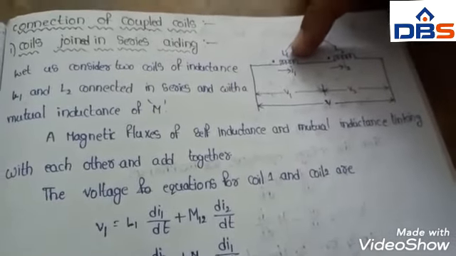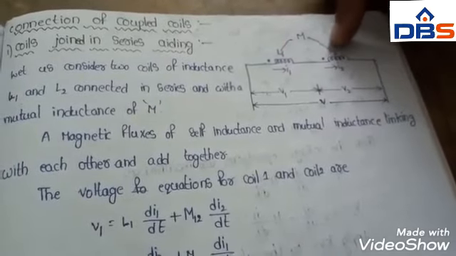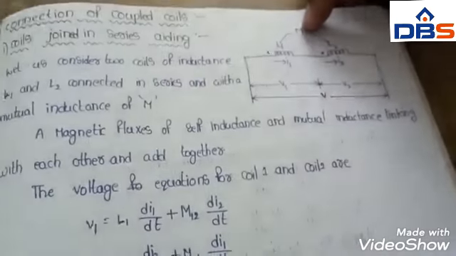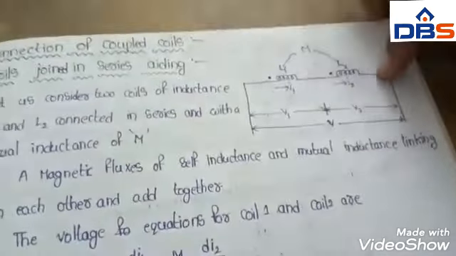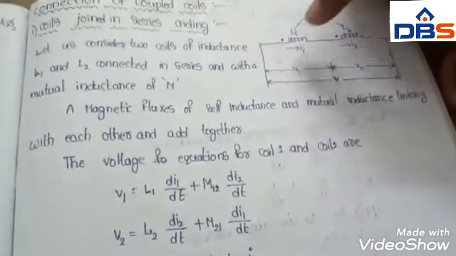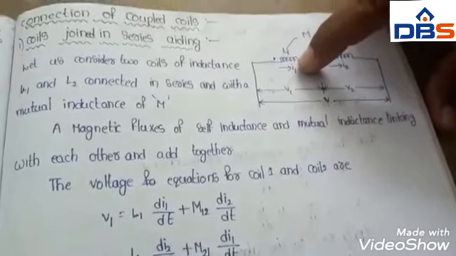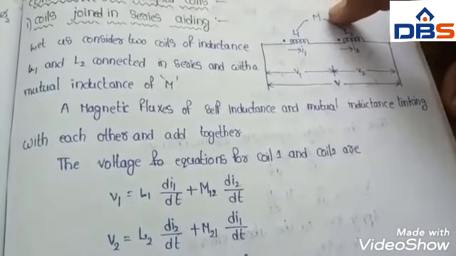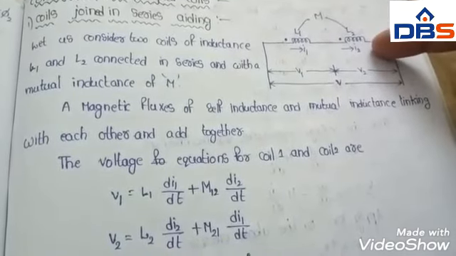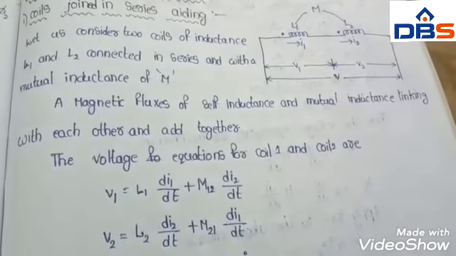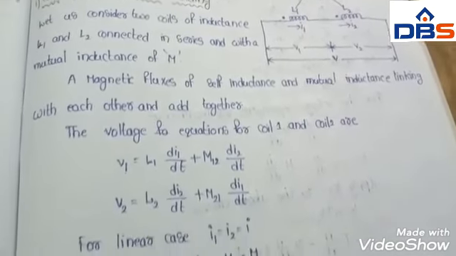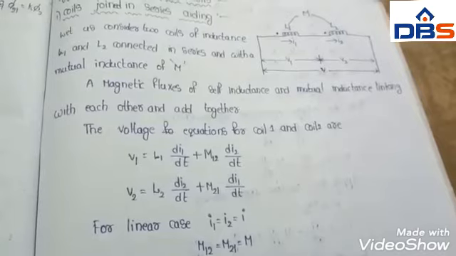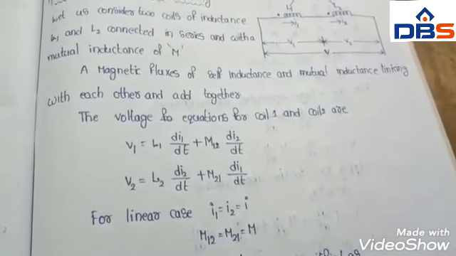Two coils having inductance L1, L2 and with a mutual inductance between these two coils M are connected in series with an applied voltage V and individual voltages V1 and V2. The voltage across coil 1 is V1 = L1 dI1/dt + M12 dI2/dt. In a similar manner, voltage across coil 2, V2 = L2 dI2/dt + M21 dI1/dt.